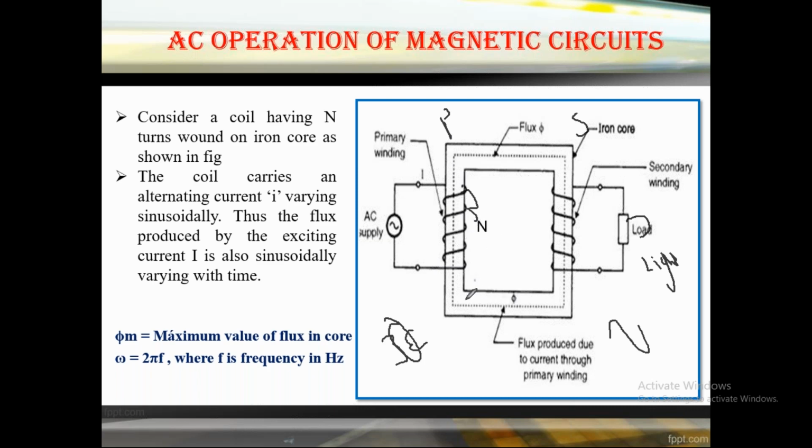This flux travels from here to here. Due to this flux, again it makes the current flow through it, that is called I2, the secondary current. Due to the current, the light will be on. Okay? The supply we give is in sinusoidal waveform, whether voltage or current. Due to this parameter the flux is also sinusoidal. So see here, the coil carries an alternating current I, varying sinusoidally.